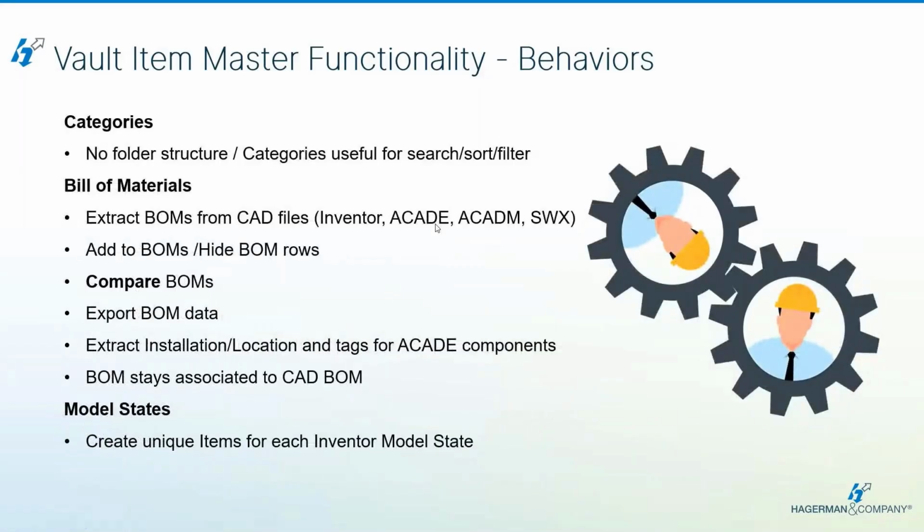Items have categories, right? They have bills of material, right? It is actually called a bill of materials. We'll see some examples here in a little bit. And what's interesting about this bill of materials behavior is that the BOM can be extracted from the CAD file, from Inventor, from AutoCAD Electrical, from AutoCAD Mechanical, and even from, you know, some third-party tools like SolidWorks. We can extract the bill of materials from the CAD file into Vault Professional.